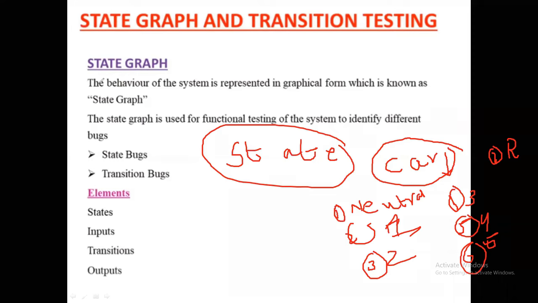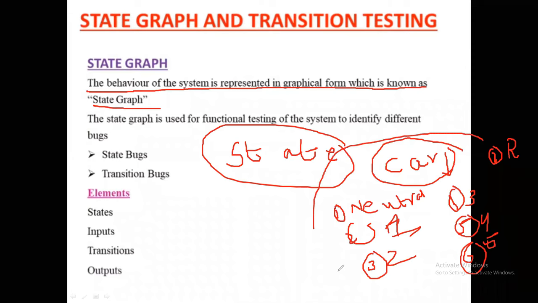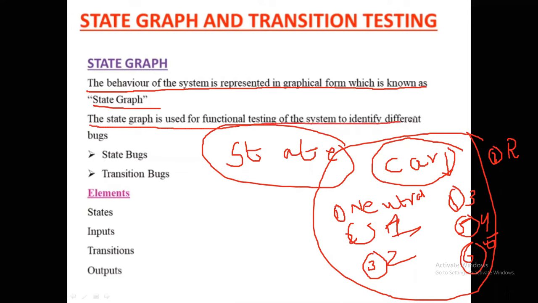Coming to state graph, the behavior of the system represented in graphical form is known as a state graph. That means if you represent this data in the form of diagrams, we call it a state graph. The state graph is used for functional testing of the system to identify different bugs. So these state graphs we are going to use for functional testing.